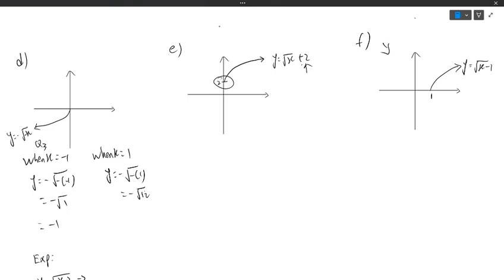For f, if the value is inside the square root, the graph will move along the x-axis. Like when y equals square root of x minus 1, the graph will move to the right 1 unit. This is because we need to let x minus 1 equal 0, so x equals 1. So the starting part of this graph is 1. When x equals 1, y equals 0.